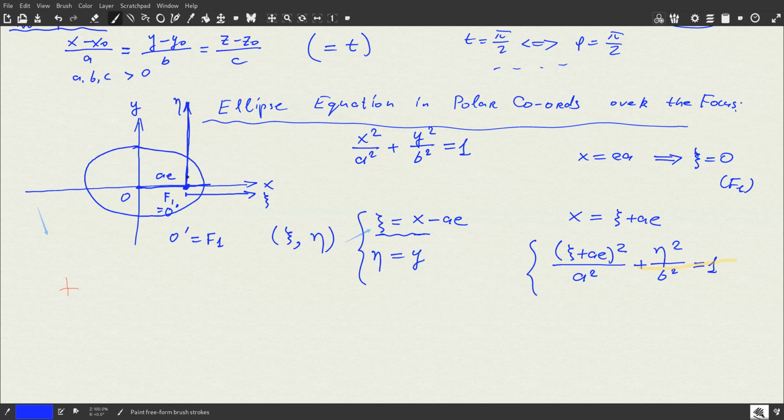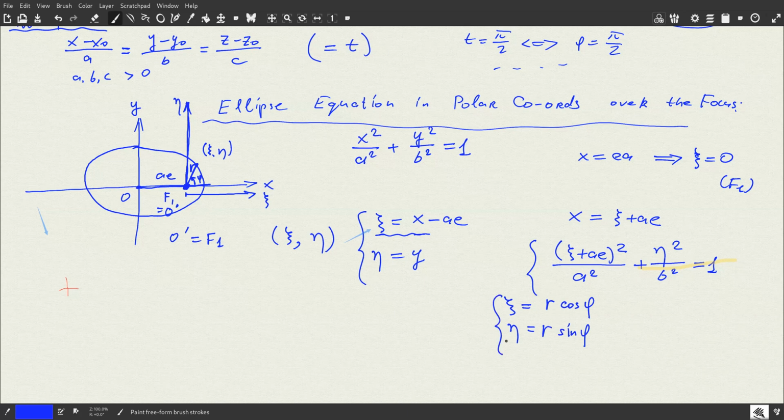But that's not all we want. Now we introduce polar coordinates, but here, polar coordinates with the origin in our F1. So for any point, now point xi, eta in the ellipse, that's the radius vector, and this is the polar angle, phi. So now we say xi is r cosine phi, xi not x. Eta is r sine phi. So we introduce polar coordinates here.